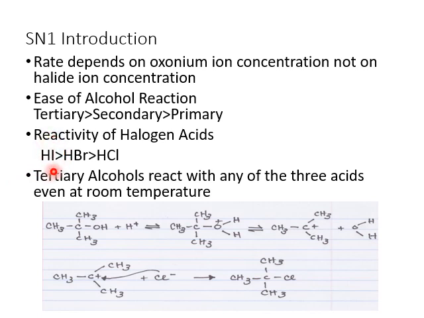Iodine is a bigger element. It has more electrons, so then this hydrogen will leave more easily. So that's why it's more reactive. Tertiary alcohols react with any of the three acids, even at room temperature. So that's why we're using hydrochloric acid. It's easier to handle too.